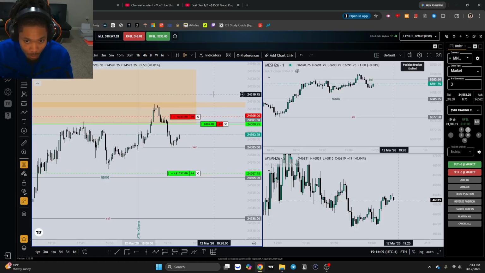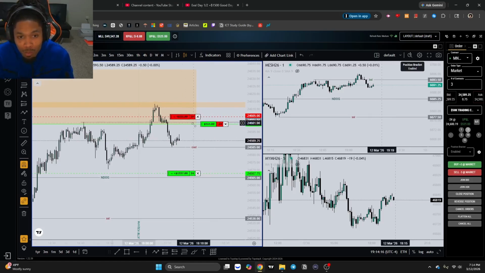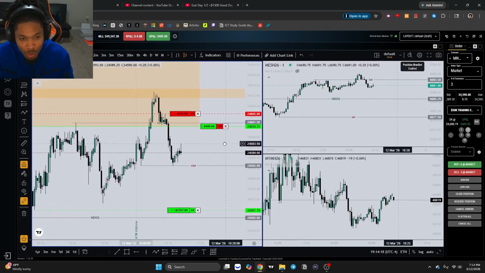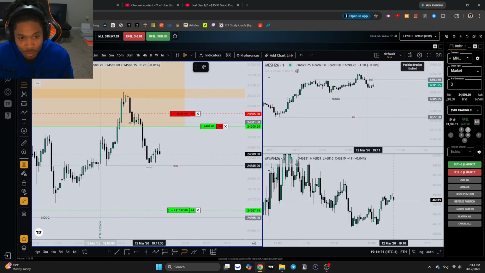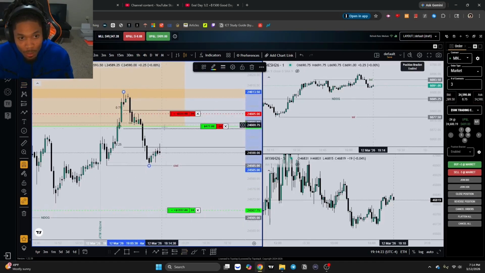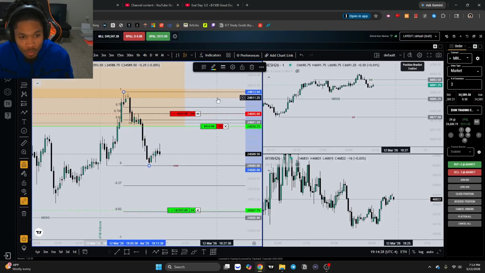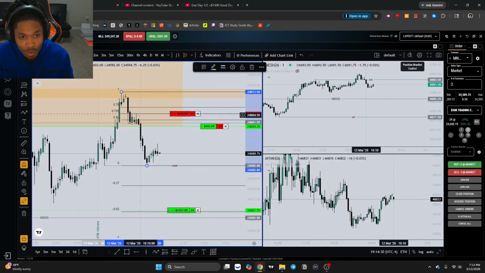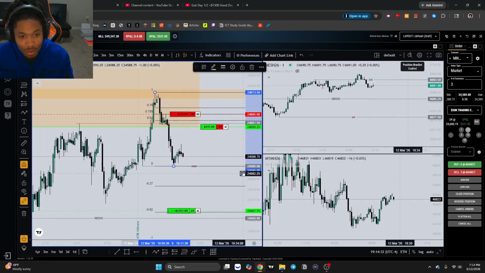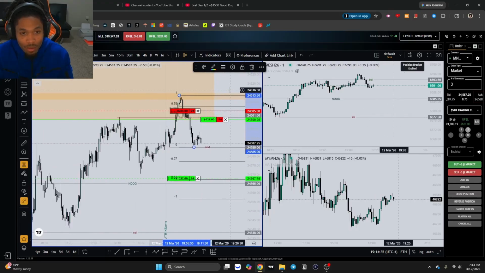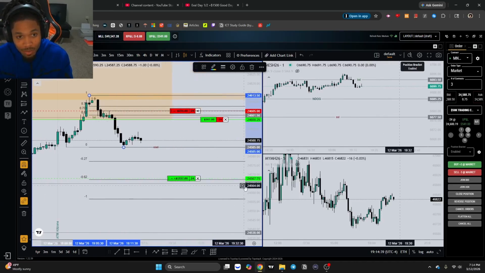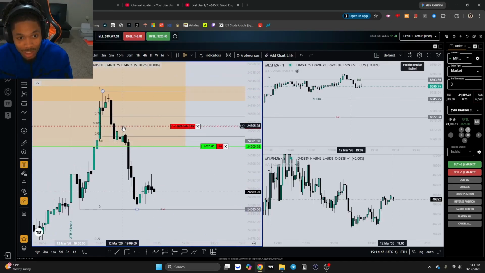We may get stopped out. Tapped off that perfectly. This line right here. This candle smacked this line.